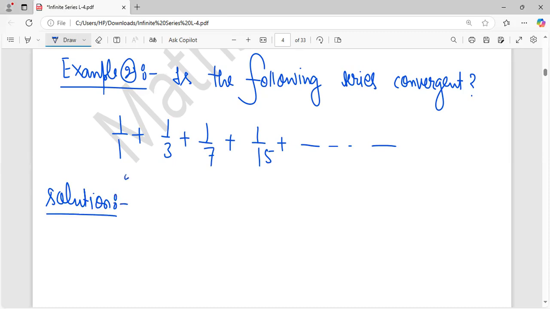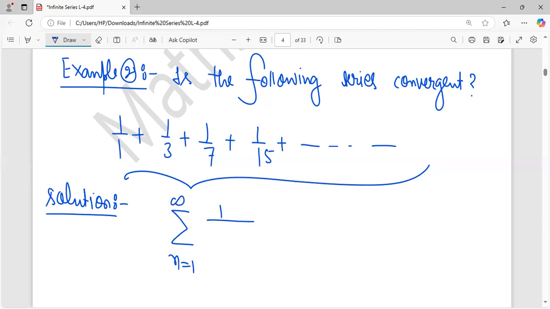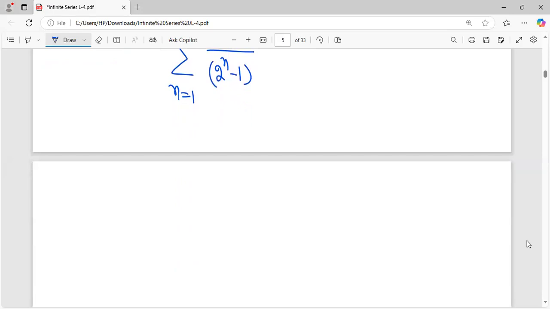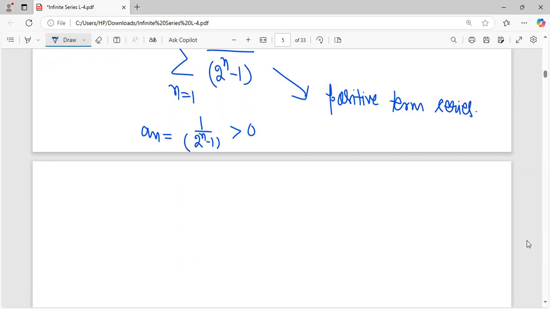So how can we write this series? This series is nothing but summation n goes from 1 to infinity. What is the nth term? The nth term is given by 1 upon 2 to the power n minus 1. Check, this will come like this. So what is an? An is equal to 1 upon 2 to the power n minus 1, that is greater than 0. This implies this is a positive term series.